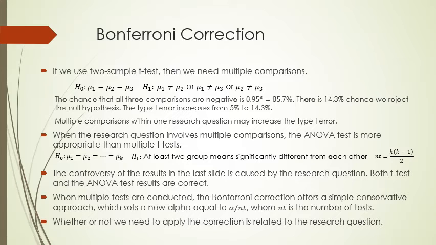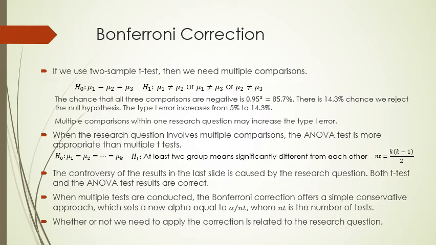Let's say they are in fact equal. When we compare mu1 and mu2, if they are in fact equal, then there is a 95% chance the result is negative since the significance level is 5%. Thus, the chance that all three comparisons are negative is 95% to the power of 3, which is about 85.7%.